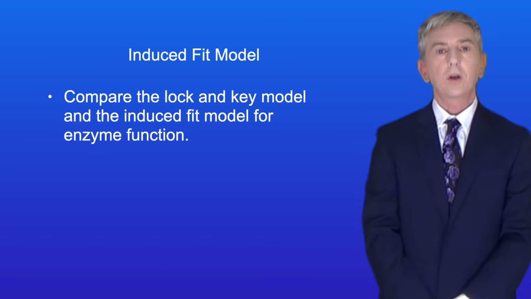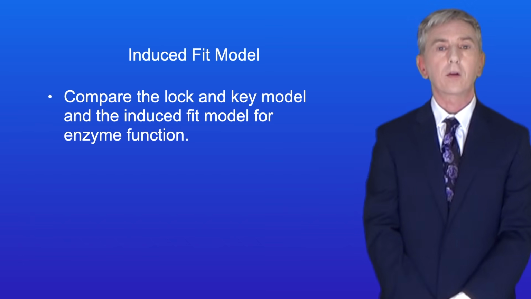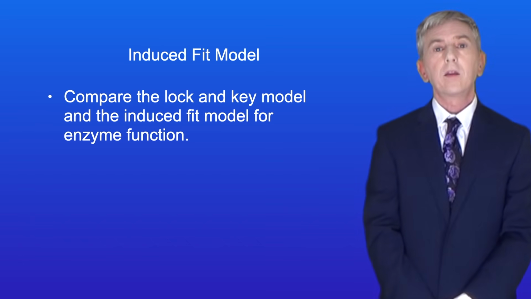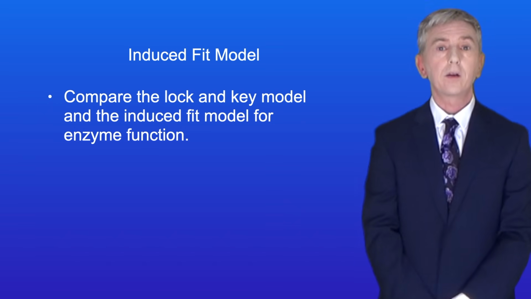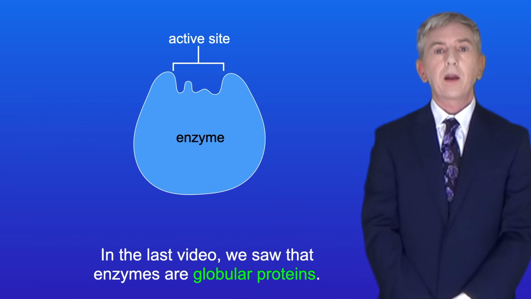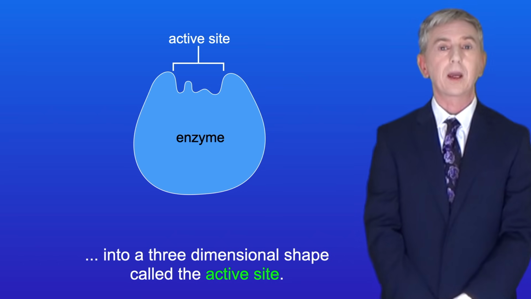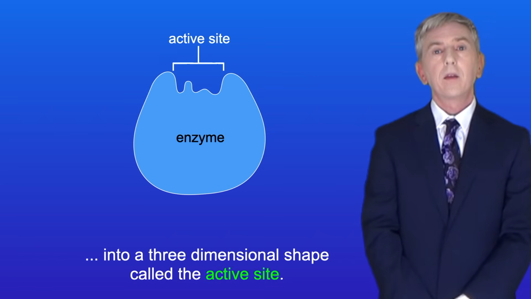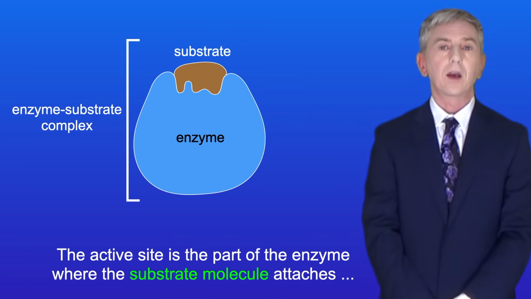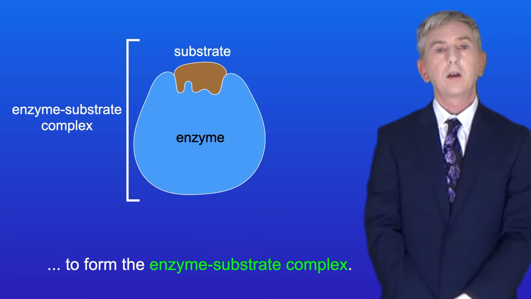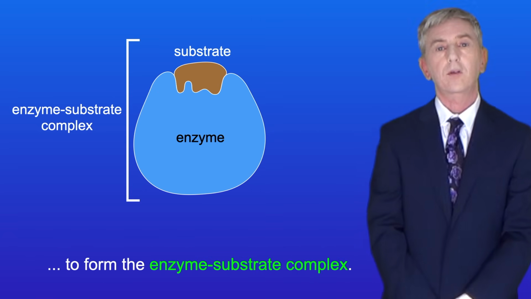By the end of this video, you should be able to compare two different models for how enzymes function. These are called the lock and key model and the induced fit model. In the last video, we saw that enzymes are globular proteins. On the surface, the tertiary structure of the enzyme folds into a three-dimensional shape called the active site. The active site is the part of the enzyme where the substrate molecule attaches to form the enzyme-substrate complex.